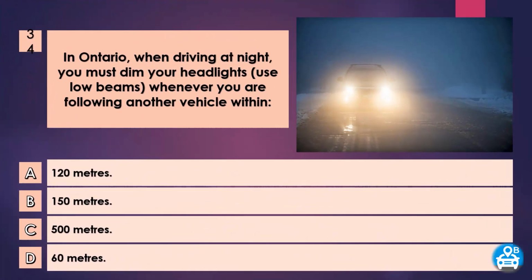In Ontario, when driving at night, you must dim your headlights, use low beams, whenever you are following another vehicle within: A. 120 meters. B. 150 meters. C. 500 meters. D. 60 meters.